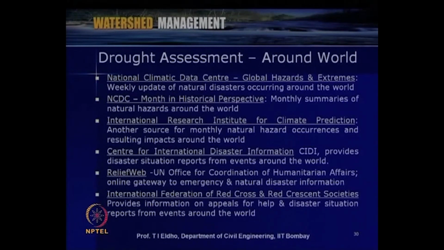And as far as drought assessment is concerned, around the world various agencies assess the drought situations, not only drought, but other natural hazards like earthquake, tsunami, and flooding, etc. All these disasters, but drought is also one of the disasters which various agencies are monitoring, like the National Climatic Data Center, NCDC, then the International Research Institute for Climate Prediction, then the Center for International Disaster Information, then ReliefWeb, United Nations Office for the Coordination of Humanitarian Affairs, the International Federation of Red Cross and Red Crescent Societies.